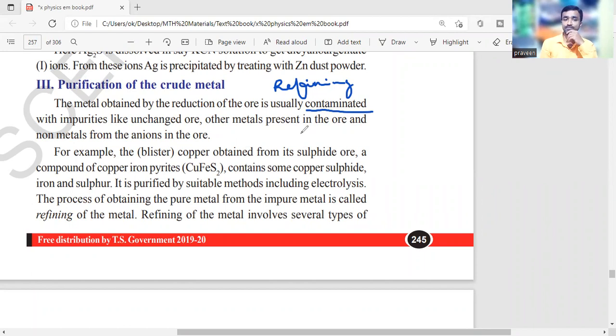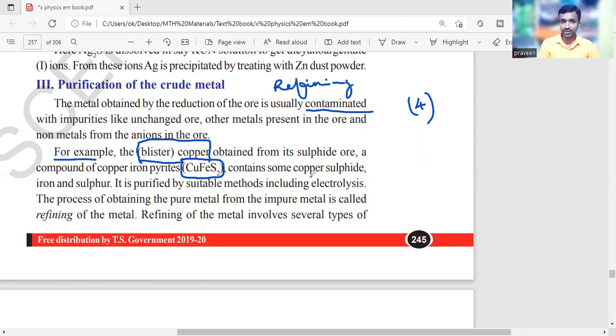So how to separate them? In the purification process, there are some important methods. Mainly we are discussing 4 methods here. Before that, one example is given here: blister copper, with the formula CuFeS2. That blister copper is contaminated by sulfides and iron pyrites. So how to separate them?